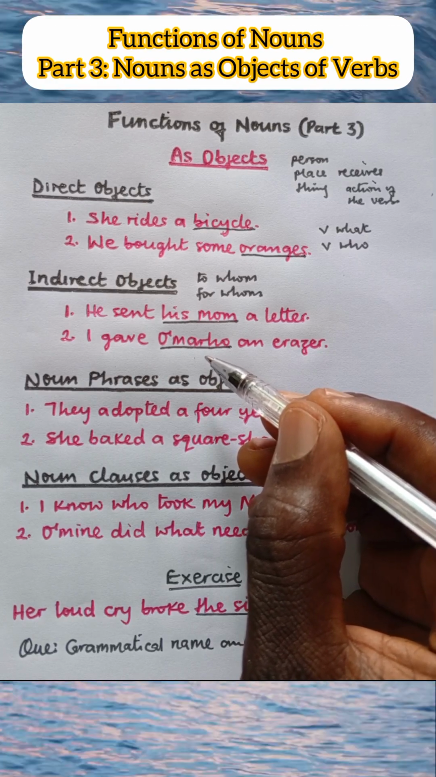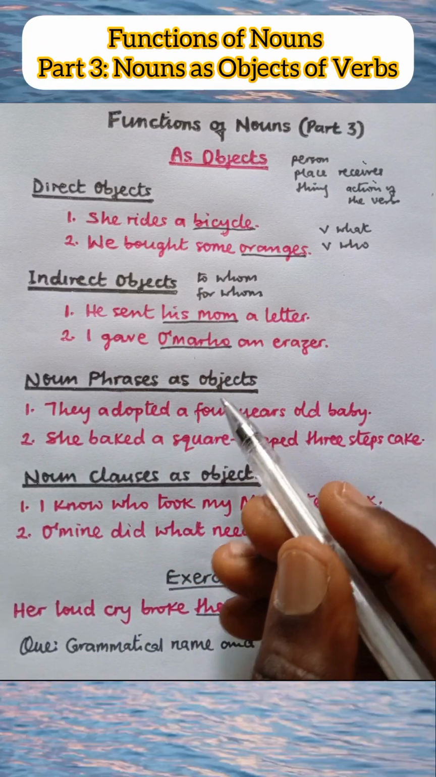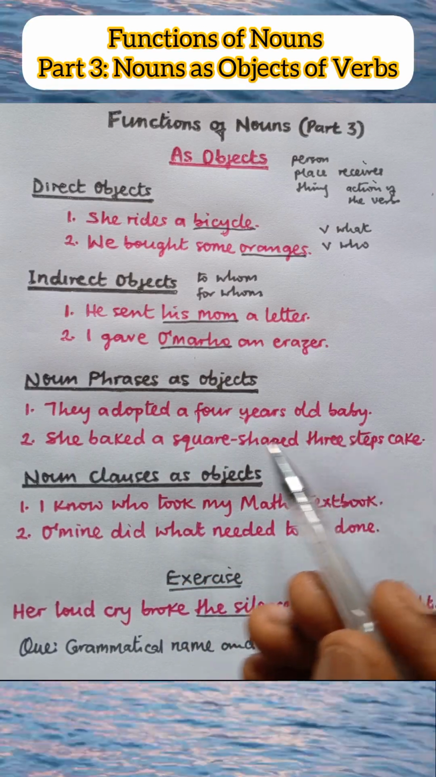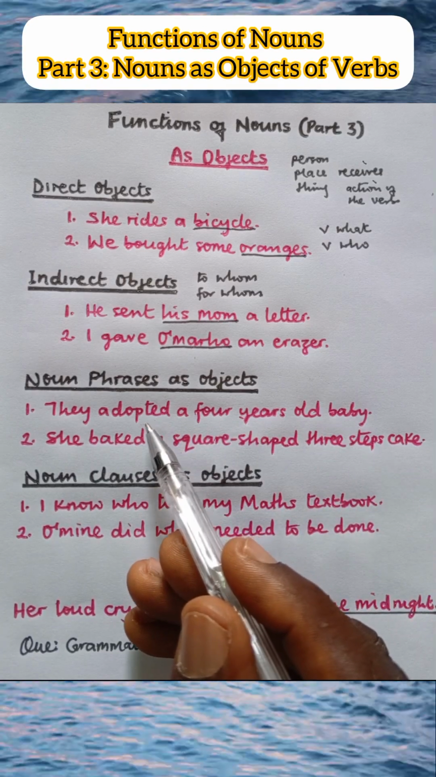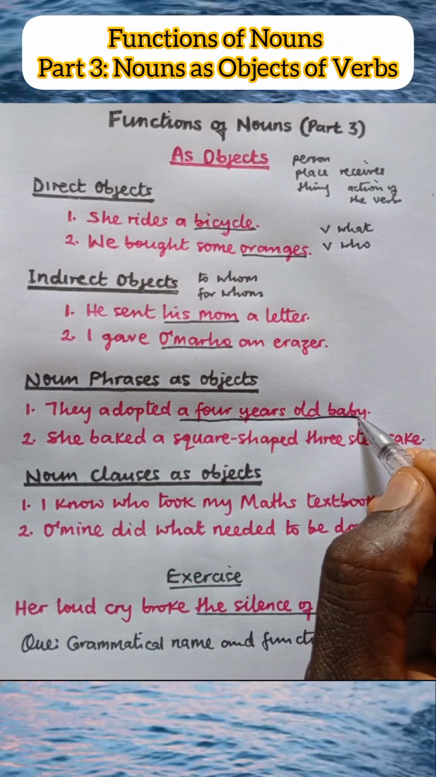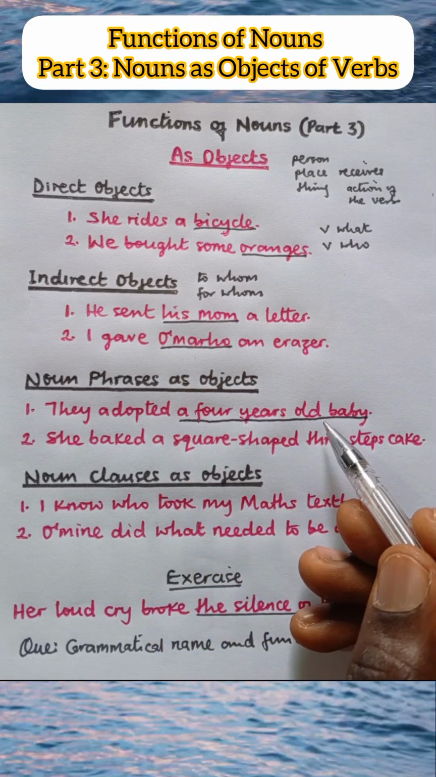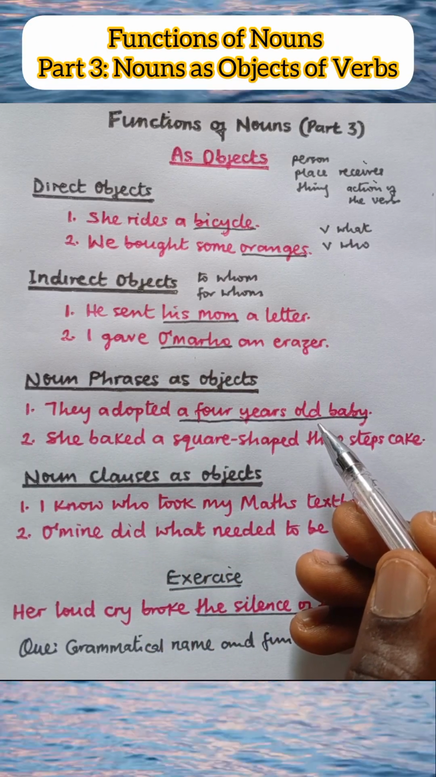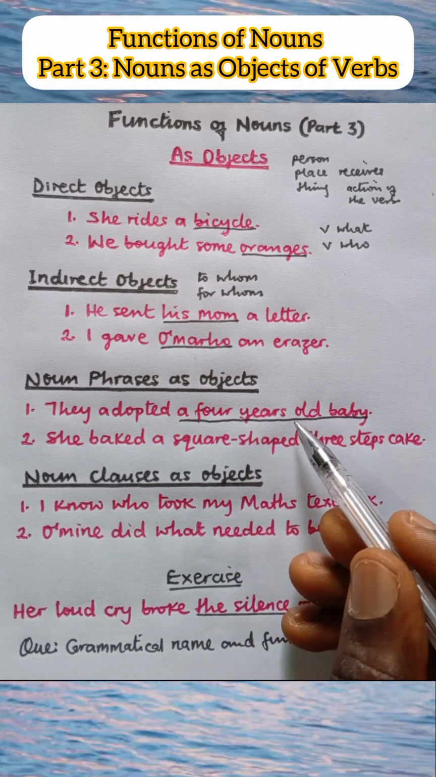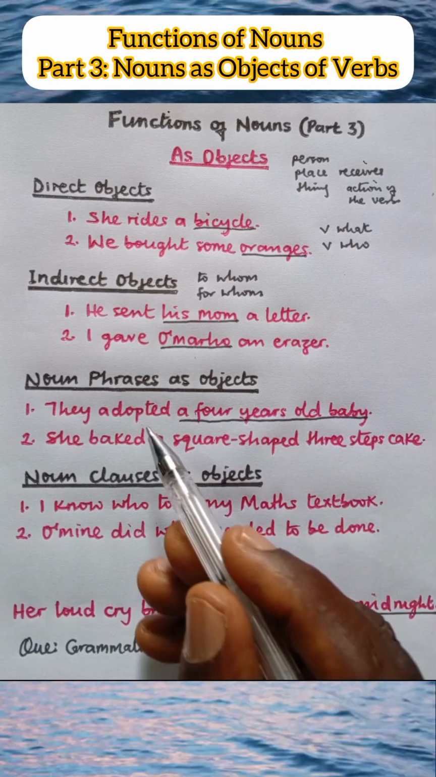So let us look at noun phrases as object of verbs. 1. They adopted a 4-year-old baby. The verb here is adopted, and we ask, adopted who? Adopted a 4-year-old baby. 4-year-old baby is the direct object of adopted, and being an object, it is a noun, but at the same time, it is also a phrase. So the grammatical name for this expression is noun phrase, serving as the direct object of the verb adopted.